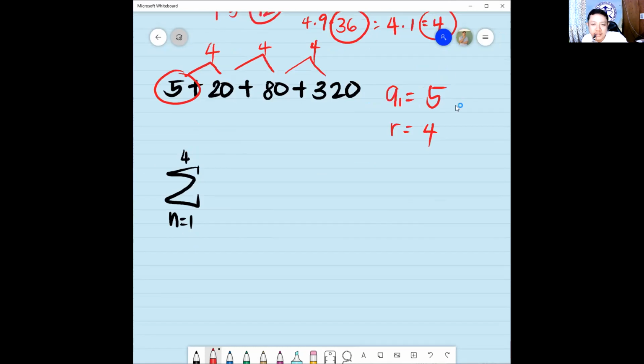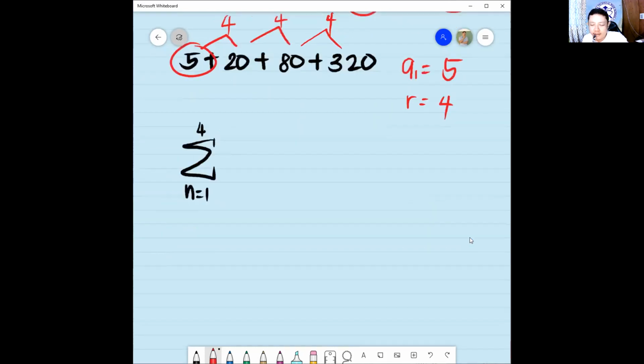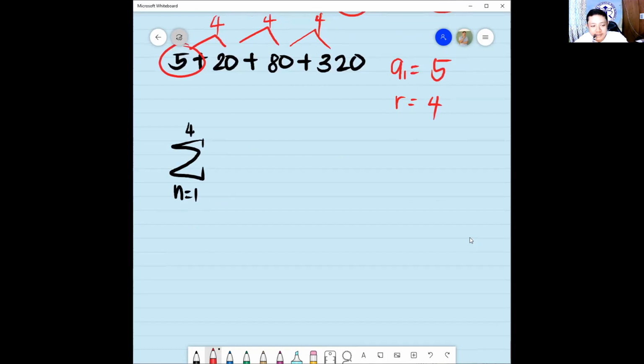So let's just substitute it there. So we have the first term is 5 times the common ratio is 4. And then just type n minus 1. And that's the formula. Let's just try if it's correct with 1. 5 times 4 raised to 1 minus 1. Of course, that becomes 0. And 4 raised to 0 is also equal to 1. 1 times 5, that's 5.